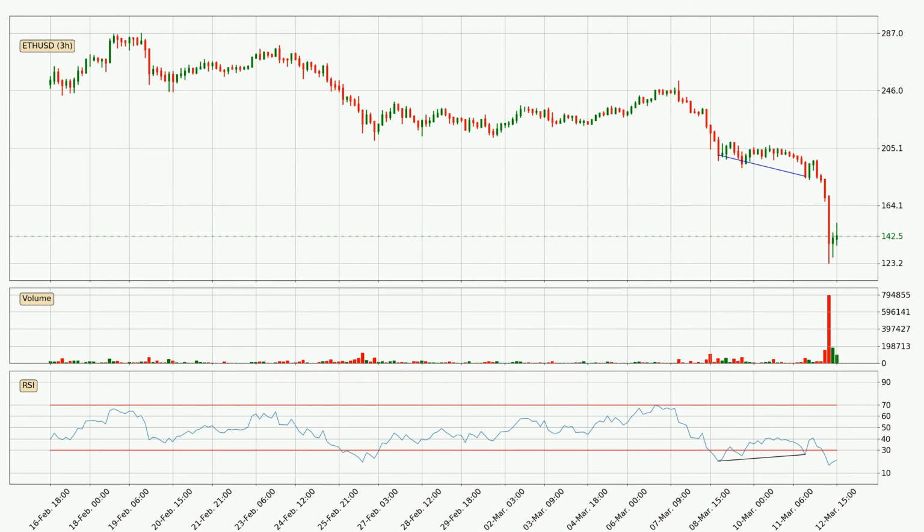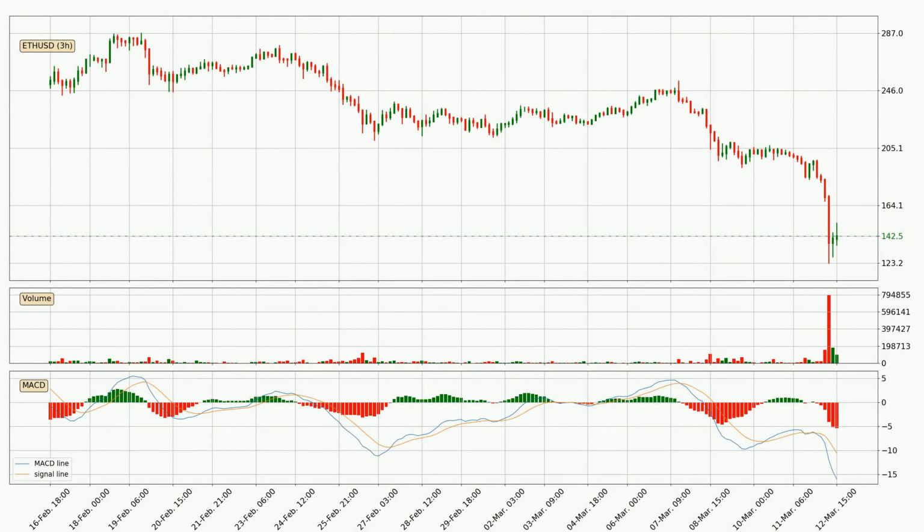Looking for divergence in the 3-hourly time frame, there was a bullish divergence, but the price went to the downside, which was actually not expected. Moving to the 3-hourly MACD, the trend is currently going down because the MACD line is below the signal line. The MACD histogram shows that the momentum is currently strong, and it could be expected the price to go further to the downside.